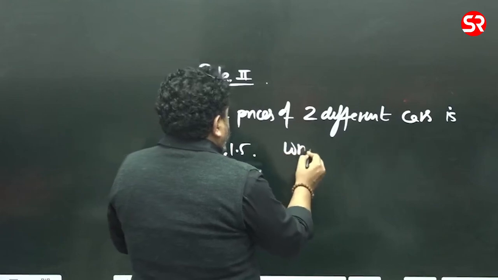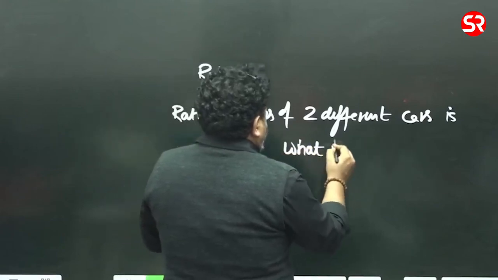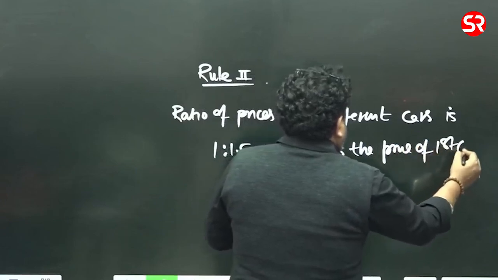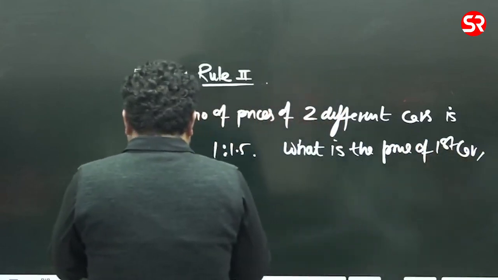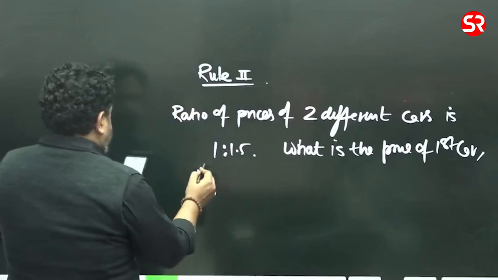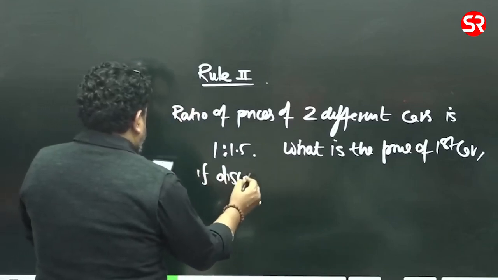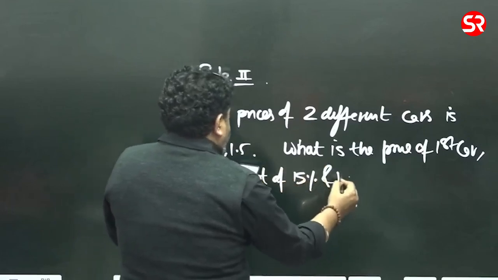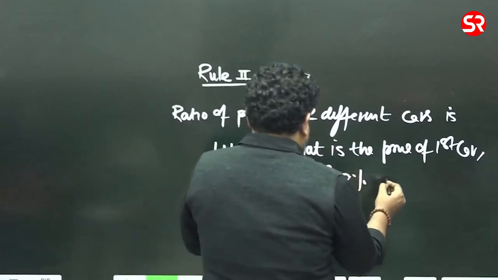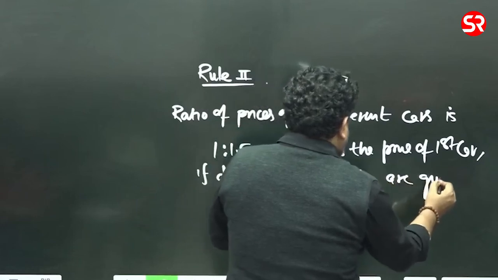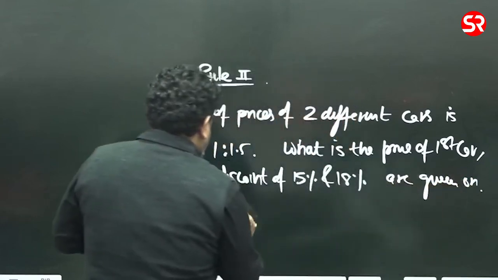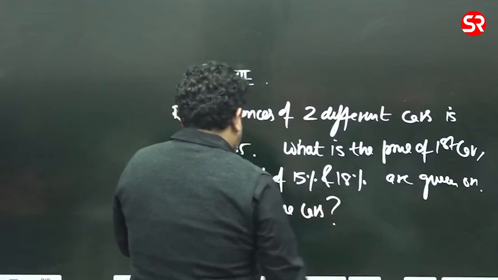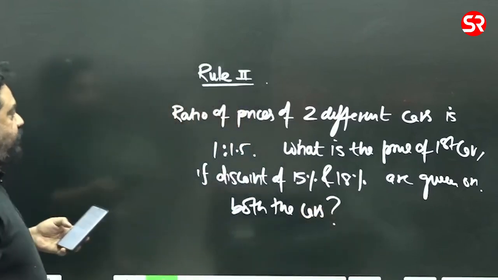What is the price of the first car if discounts of 15% and 18% are given on both the cars respectively? Write "both the cars" and "respectively", okay?